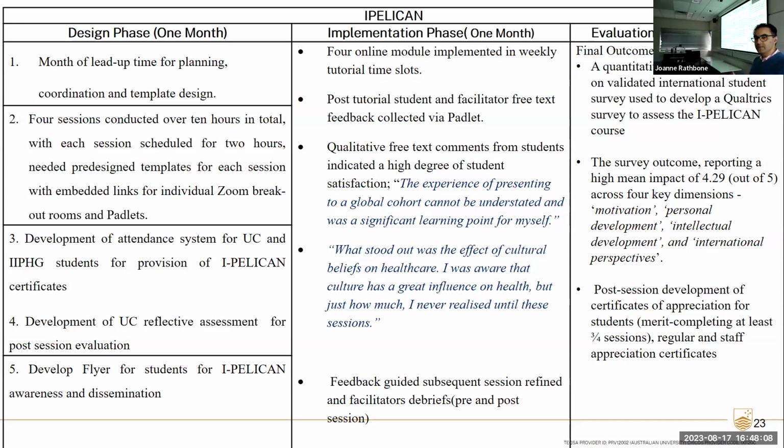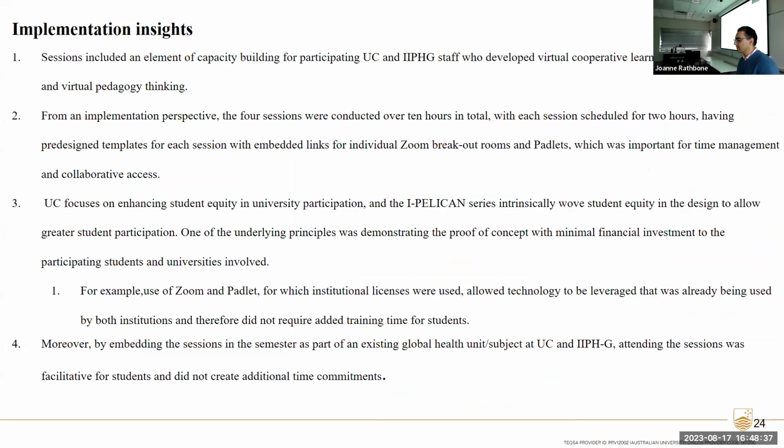And we know from the implementation phase, when this was being run, we had process evaluation being conducted after each session, again through Padlet, where students were giving anonymous feedback telling us what they liked, what they didn't like, and we were really acting on it in each session to improve it. And by the end, students did a voluntary anonymous Qualtrics survey based on a quantitative survey where we measured outcomes across 4 key domains, which showed an overall high impact.